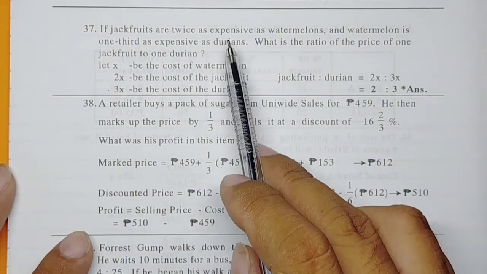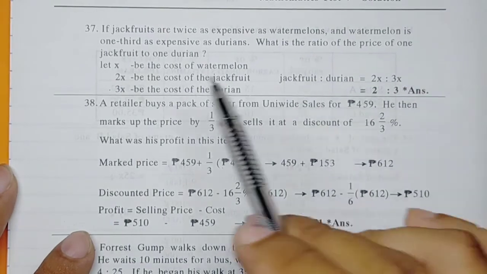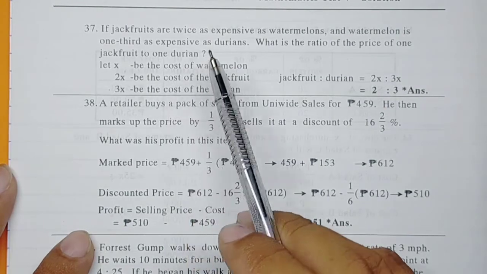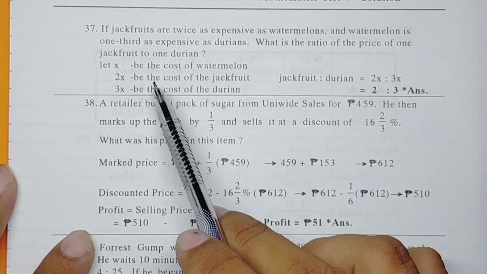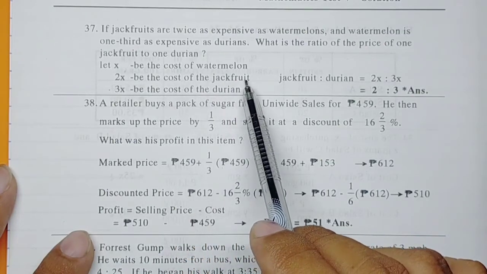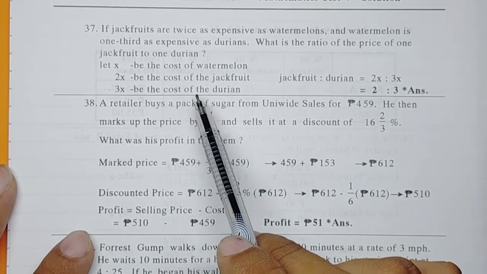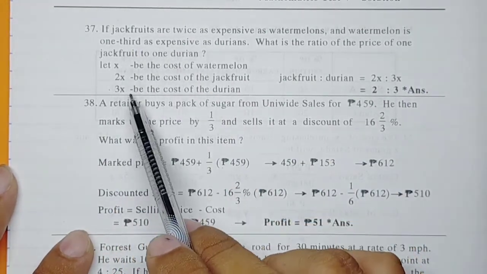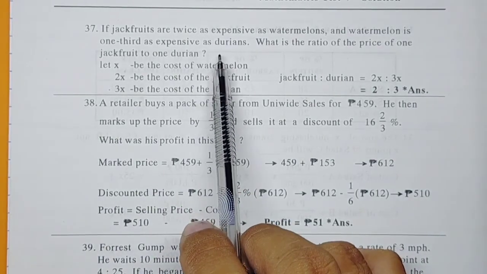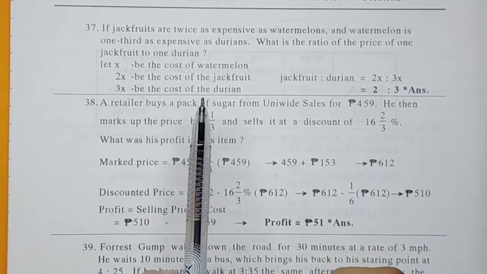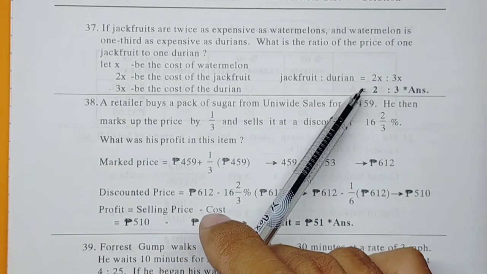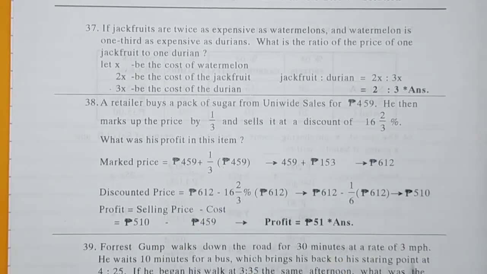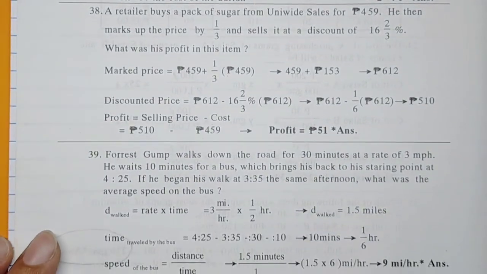If jackfruits are twice as expensive as watermelons and watermelon is one-third as expensive as durian, what is the ratio of the price of one jackfruit to one durian? So let x be the cost of watermelon and 2x be the cost of the jackfruit, and 3x be the cost of the durian. It says here jackfruit is twice as expensive, therefore 2x, and the durian is three times the watermelon, 3x. So jackfruit is to durian is equal to 2x is to 3x. Therefore, 2 is to 3. You just practice.